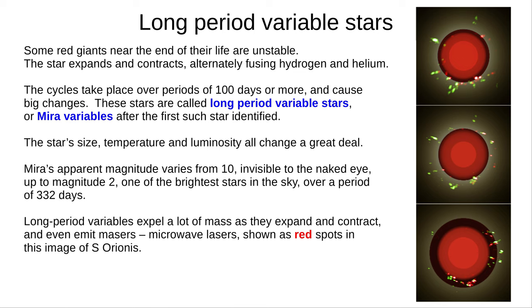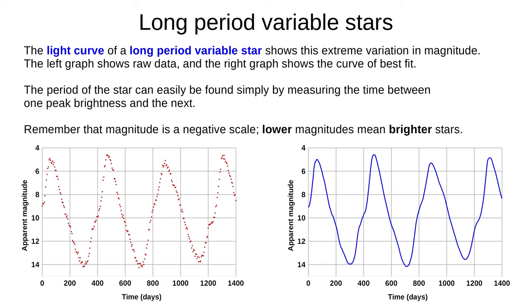Long-period variables expel a lot of mass as they expand and contract. They can even emit masers, microwave lasers, as shown by the red spots in this diagram of S Orionis. Here we can see the light curve of a typical long-period variable star, Chi Cygni. The raw observational data is on the left, and the curve of best fit on the right. You can see its period, measured from one peak to the next, is about 400 days. Remember that magnitude is a negative scale, so lower magnitudes mean brighter stars. Chi Cygni's magnitude varies by nearly 10, meaning that at its peak, it's almost 10,000 times more luminous than at its minimum.